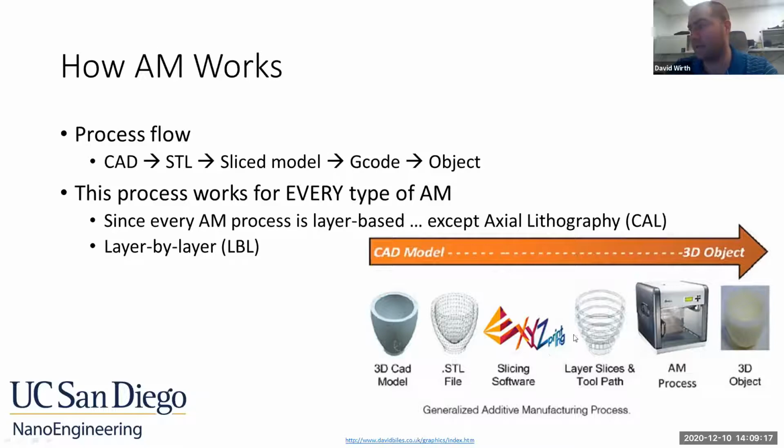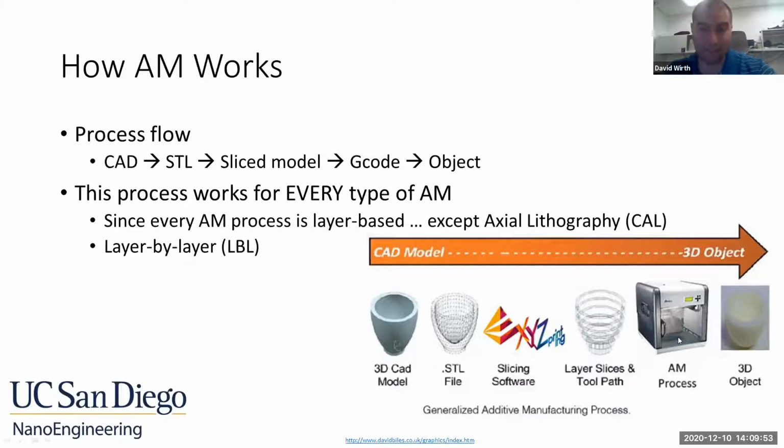This STL file, you can then input into slicing software. This was really the big innovation that allowed 3D printing to explode in the last 10 years: the open source slicing softwares. One of them is called Slic3r. The other one is called Cura. There's a bunch of them, but Slic3r was the big one. It was an open source version of this software that converts these platform agnostic STL files into layer slices and tool paths, which are specific to the printer.